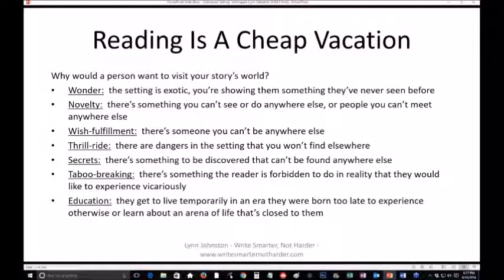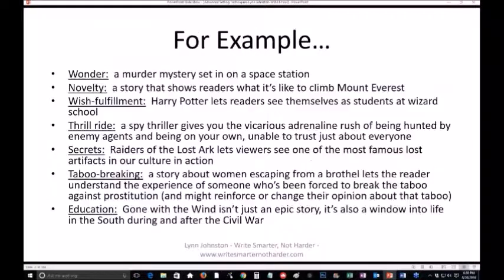And then education, getting to see something and learn something, maybe about an era that you were born too late to experience, or some arena of life that's close to you. Like, I'll never know what it's like to be a heart surgeon. I'll never know what it's like to be an award-winning surfer, but I could read a book and kind of sort of get a taste of that life that I'll never have. And readers definitely love education too. So knowing what the broad appeal of your setting is tells you something about your target reader, and knowing who your target reader is tells you what the broad appeal of your setting should be.